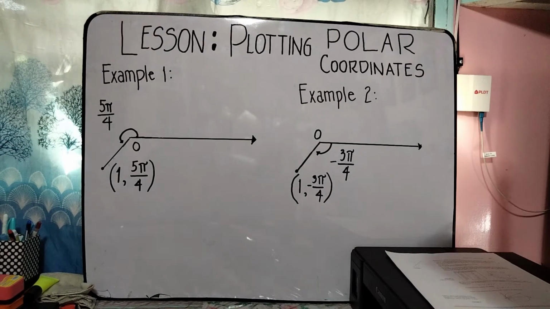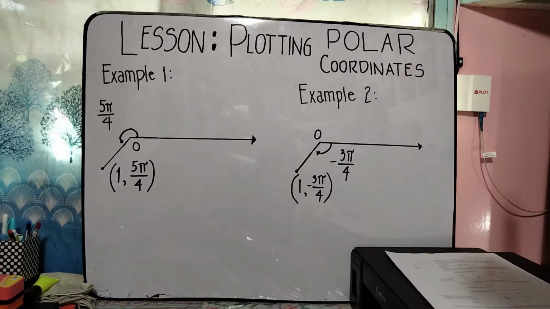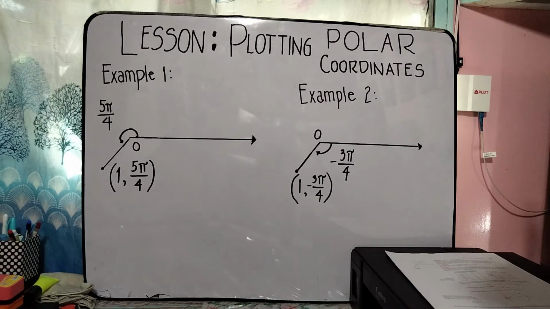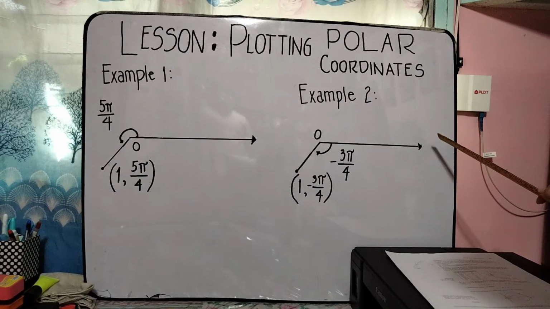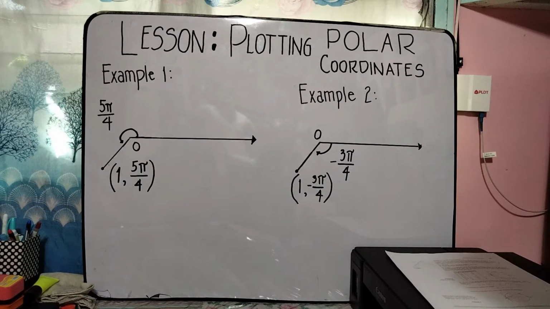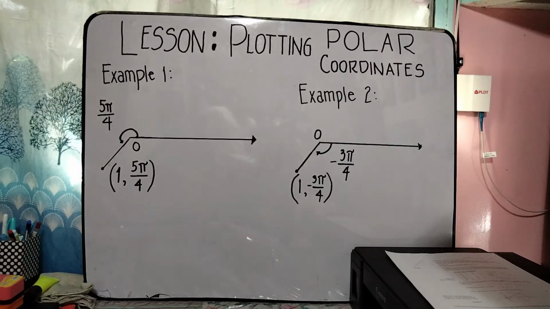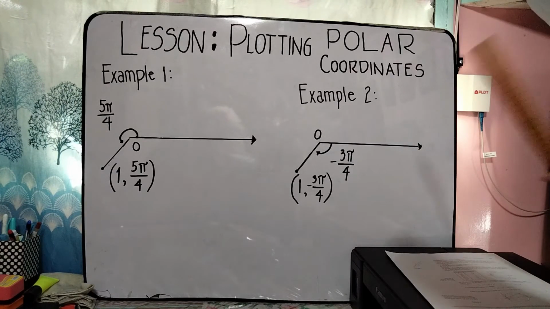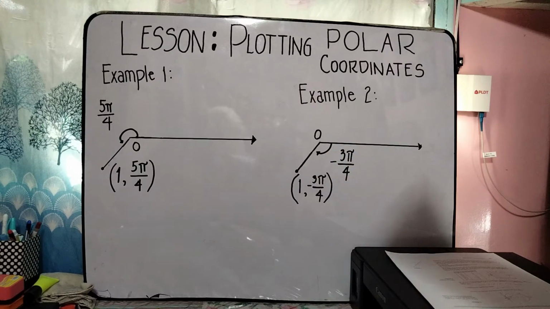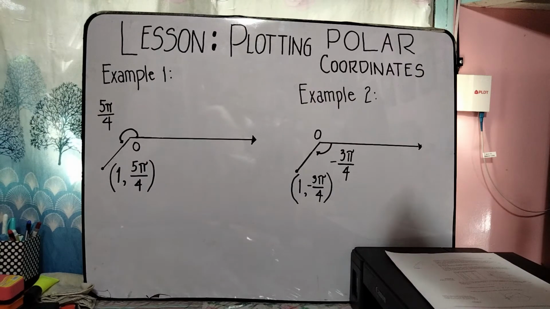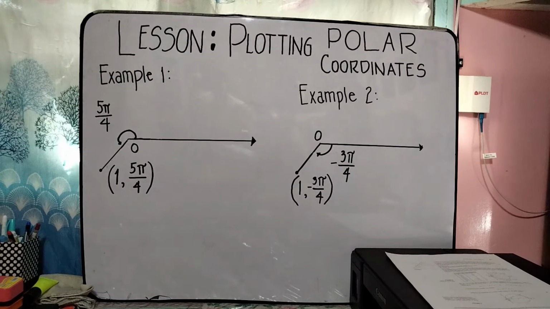And for our example number 2, we have negative 3 pi over 4. Let's draw first O as the pole and the ray, which is the polar axis. Since 1 is the radius and theta is negative, then we go in the clockwise direction, which is like this. So, we can see that negative 3 pi over 4 is in quadrant 3.